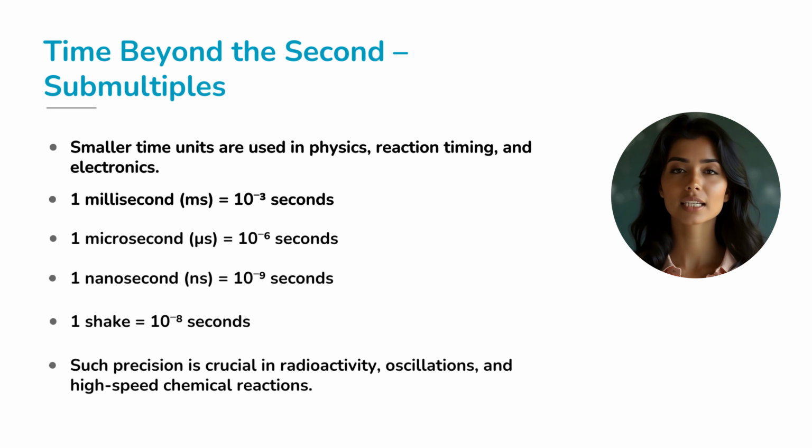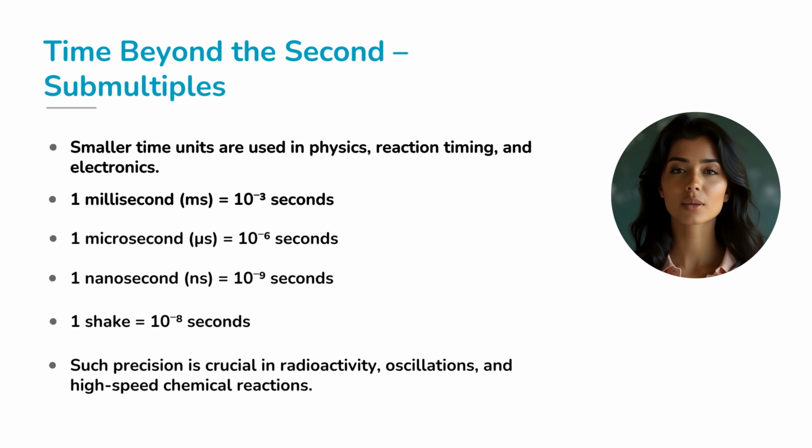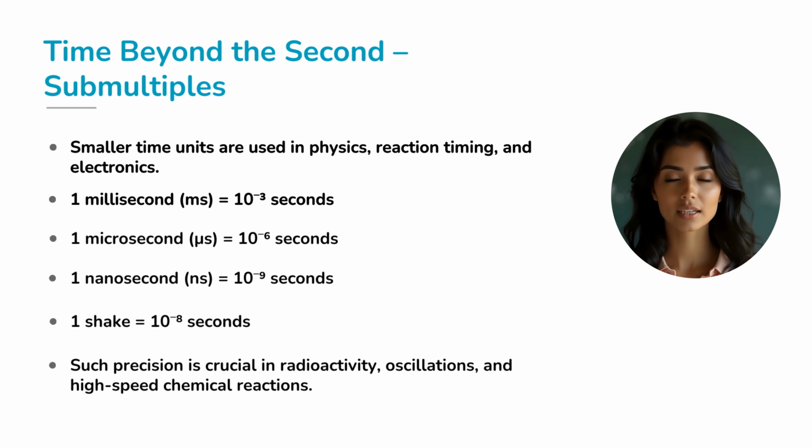Now, while a second is our base unit, in science, especially in fast-paced processes, even a second can be too long. Think of flash photolysis or femtosecond spectroscopy; these need smaller slices of time. That's where submultiples of the second come in. A millisecond is 1,000th of a second. A microsecond is 1 millionth. A nanosecond, that's 1 billionth of a second.